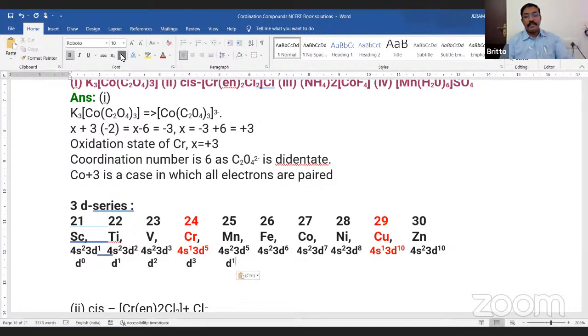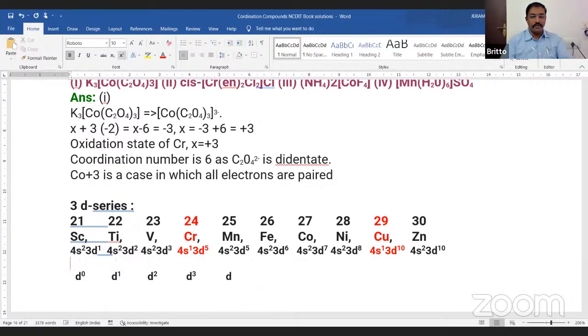Manganese: generally there is no 3 plus, but the common state is plus 2. Manganese 2 plus is d5. If it is manganese 3 plus, I'm going to write here Mn 3 plus, the ion, it's going to be d4. This is how you are going to calculate. Okay, this one is 4.